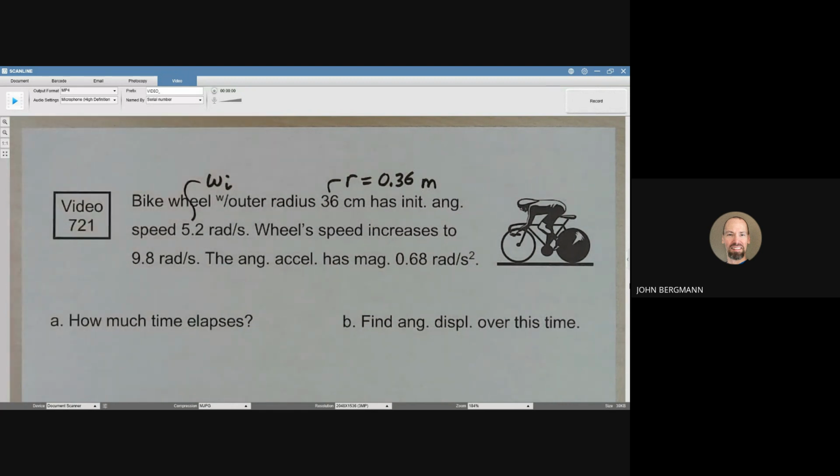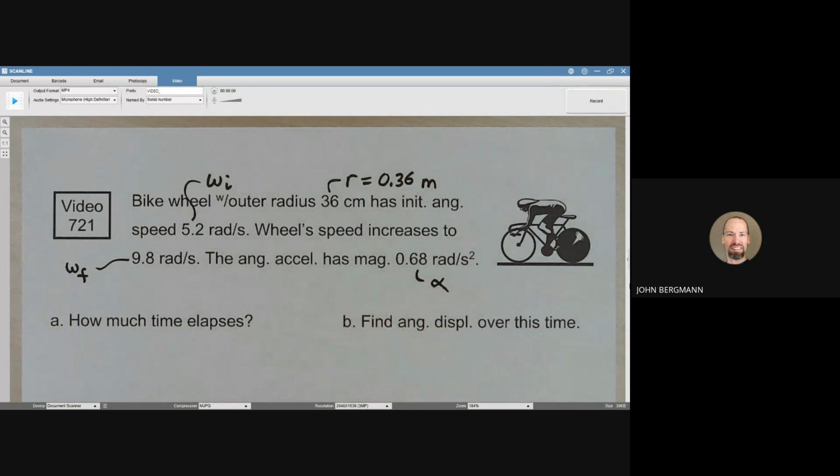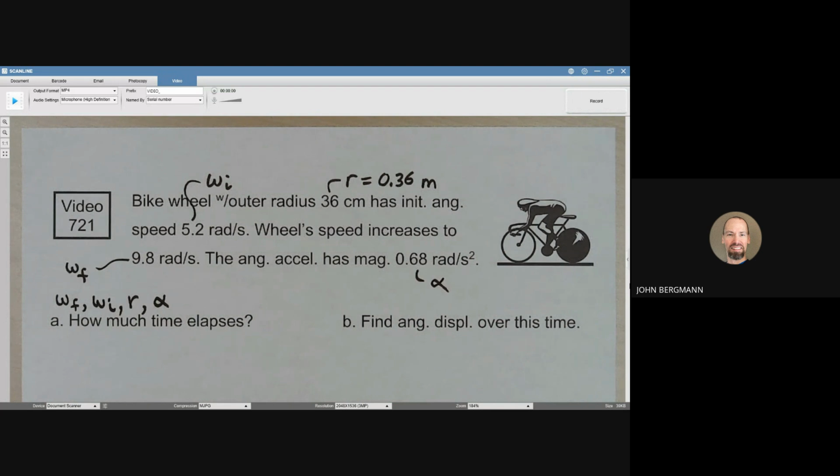That's omega initial. The wheel's speed increases to 9.8 radians per second, so that's going to be omega final. And the angular acceleration has a magnitude of 0.68 radians per second squared, so that's going to be alpha. In other words, we know what omega final is, we know what omega initial is, we know what r is, and we know what alpha is. And the question here is, how much time elapses?